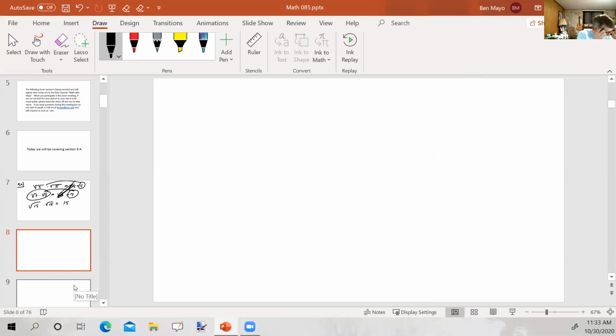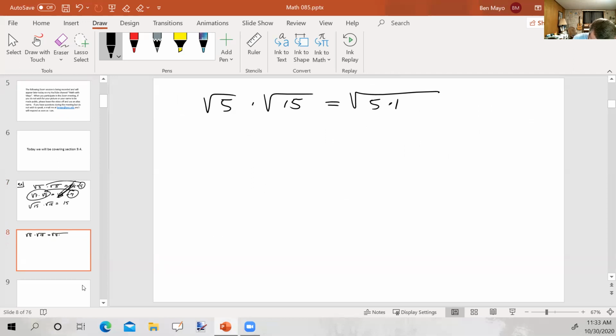So now, let's say we have the following problem. The square root of 5 times the square root of 15. It says multiply and simplify. All variables represent positive real numbers. There are no variables in this problem, but I want to look at a couple of different ways that we can deal with this problem. One of them is we could say that's equal to the square root of 5 times 15. We could put those together. In fact, we could even say that's equal to the square root of 75.